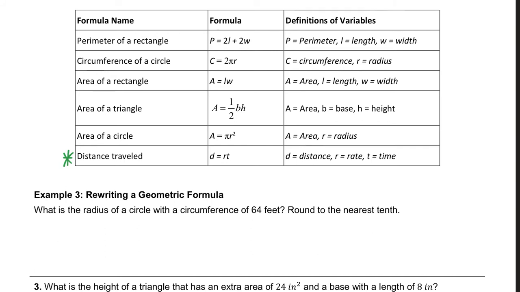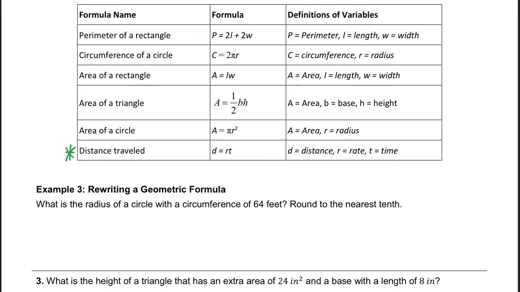You do not need to memorize these formulas. You just need to be able to read a situation, decide which formula is appropriate, substitute the right values, and then solve for the value you're trying to look for. So in example 3, we are rewriting a geometric formula, and you're given this statement. What is the radius of a circle with a circumference of 64 feet? So the equation I'm going to use is circumference, C equals 2 times pi times the radius.